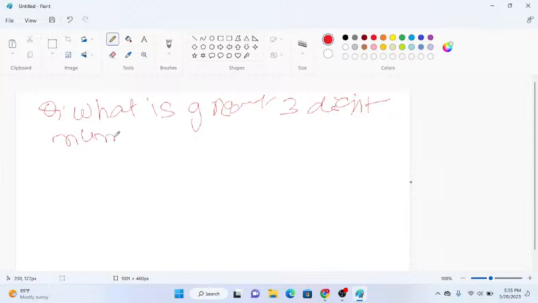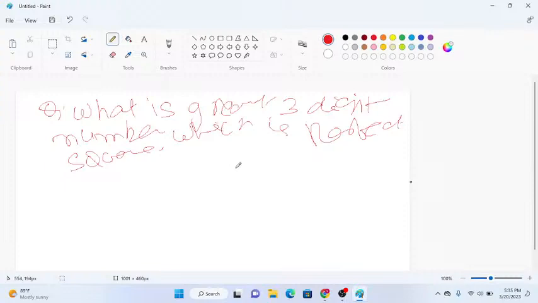This is also a very important example. So what is this example? See. Our question is: what is the greatest three digit number which is a perfect square? So my question is, what is the greatest three digit number which is a perfect square?